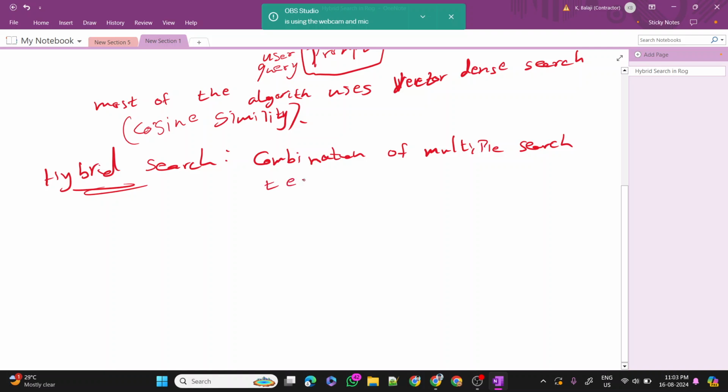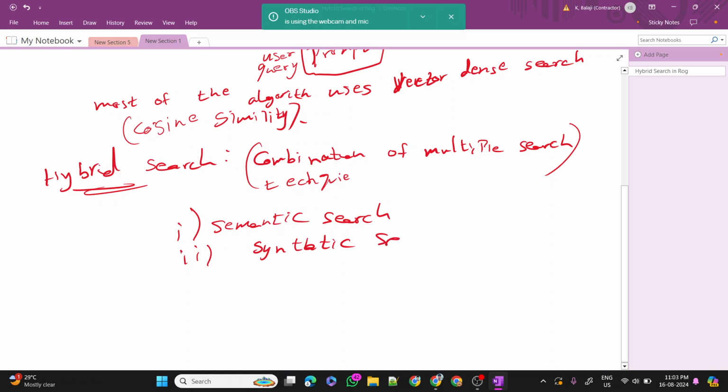Multiple search technique. Okay. In hybrid search, we use multiple searches like semantic search and then synthetic search. This synthetic search.